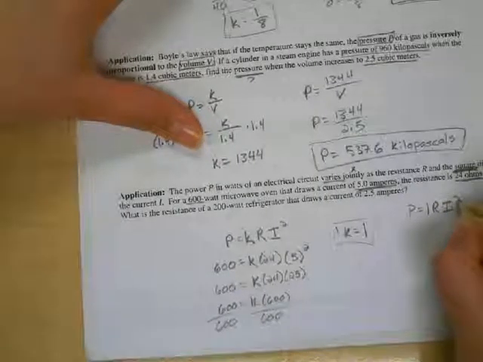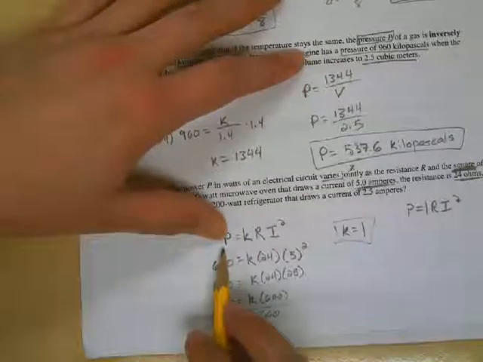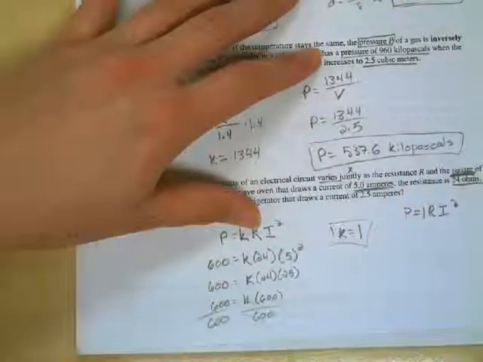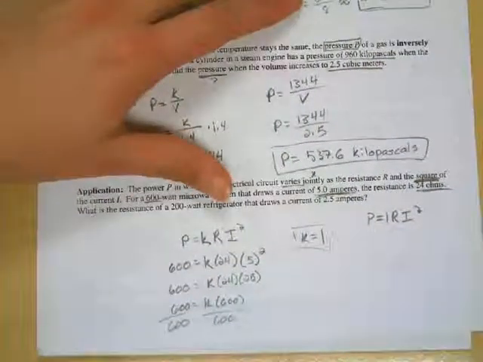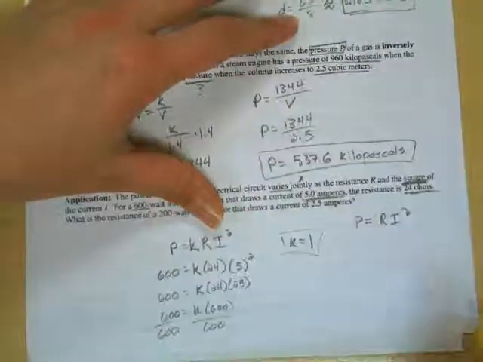Now there's probably a lot of you wondering from this point, saying, I know that formula: power is equal to the resistance times the current squared. Well, that's why. It's because our constant here is just 1. It ends up going away anyways. You don't even need the 1 there, so I'm just going to get rid of it. P is equal to R times I squared.